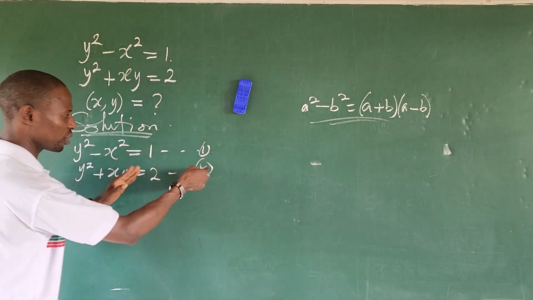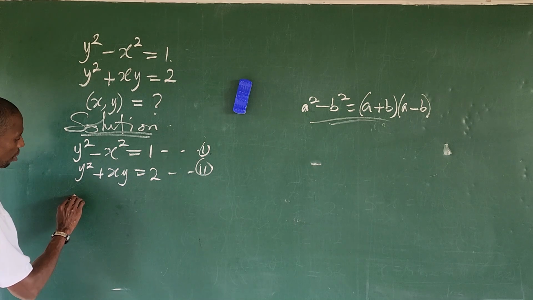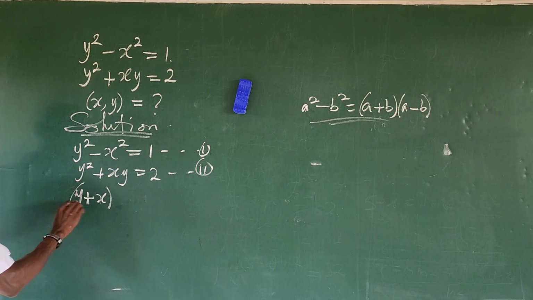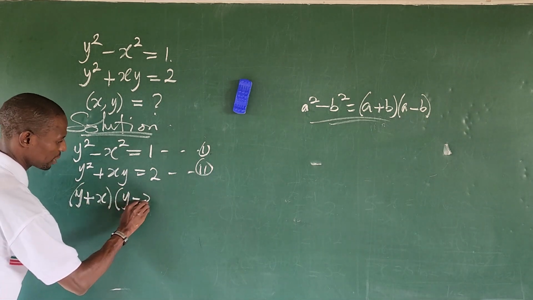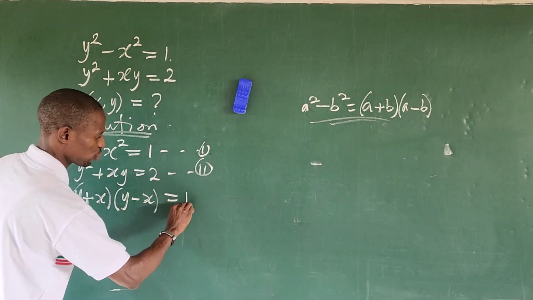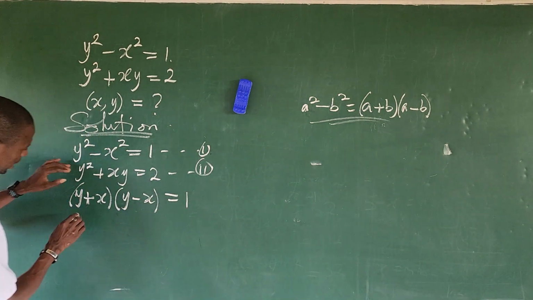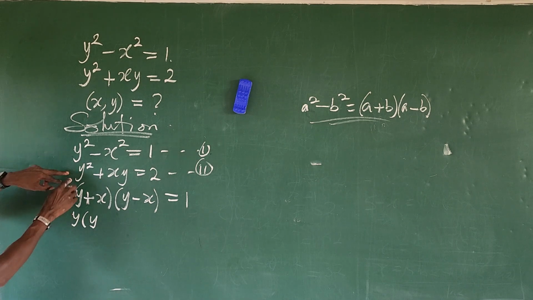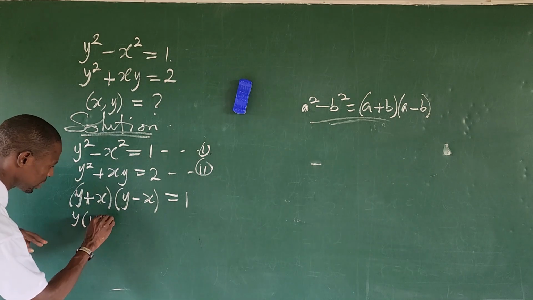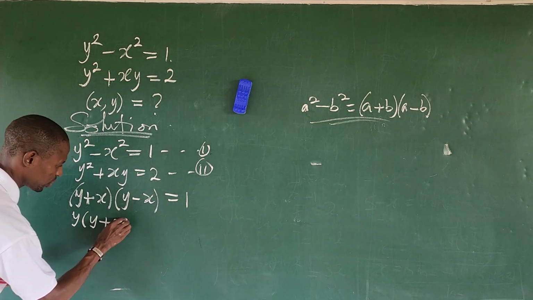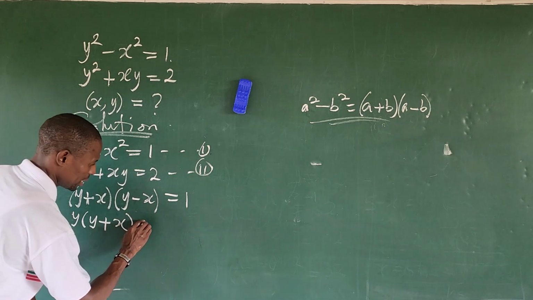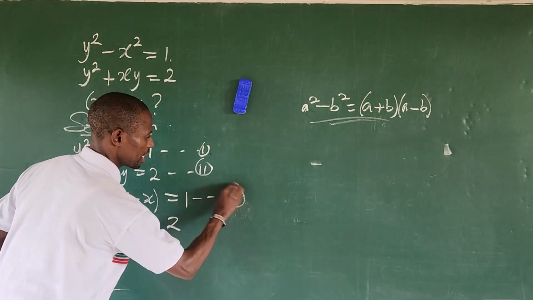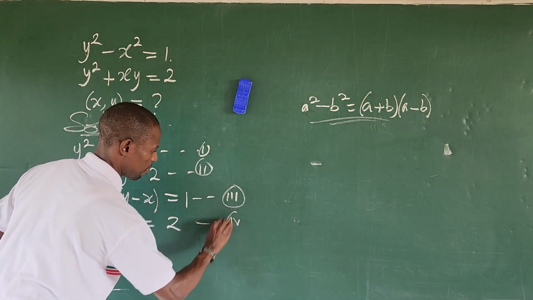So rewriting equations 1 and 2, we have (y plus x)(y minus x) equal to 1. Then here we now have y times (y, because if you divide this by y, we are left with y, then plus y into xy, we are left with x) equal to 2. So let's give this equation 3 and let's give this equation 4.